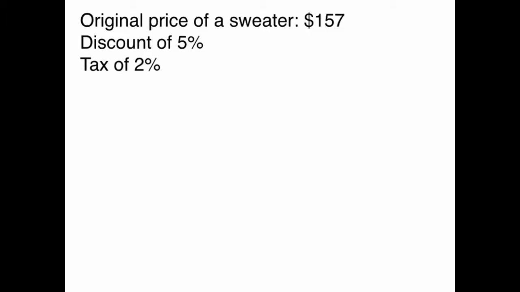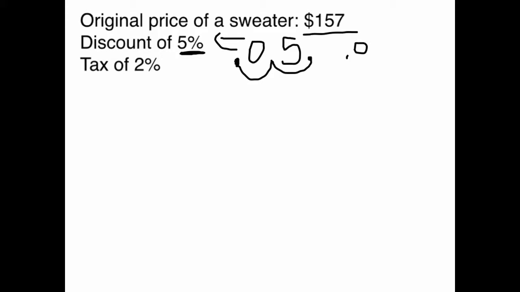Let's do an example. All right, so I have a sweater with an original price of $157. I see I have a discount of 5%. My first step is to take this 5% and turn it to a decimal. So I'm going to pull out my number, with an invisible decimal at the end. Whenever I'm turning percents to decimals, I always move my decimal 2 times to the left. 1, 2. Drop it off. 5% as a decimal is 0.05.